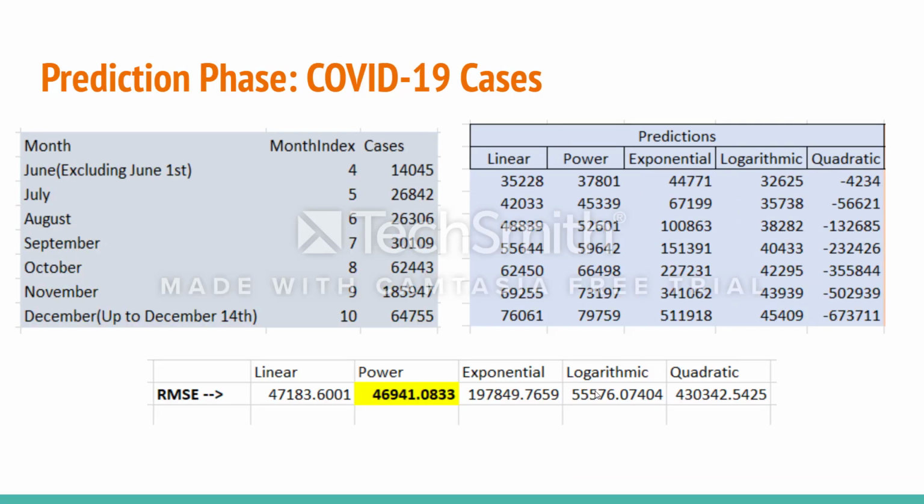Moving forward to the prediction phase, now we use the values from the fitting stage to try to get the most accurate predictions for what would have happened if the 70-day mandate had still been in place and COVID cases were going at that rate. As you can see now, our preferred trend line is a power trend line, as that has the lowest RMSE. However, if you look at the RMSE, 46,141 is still very high.